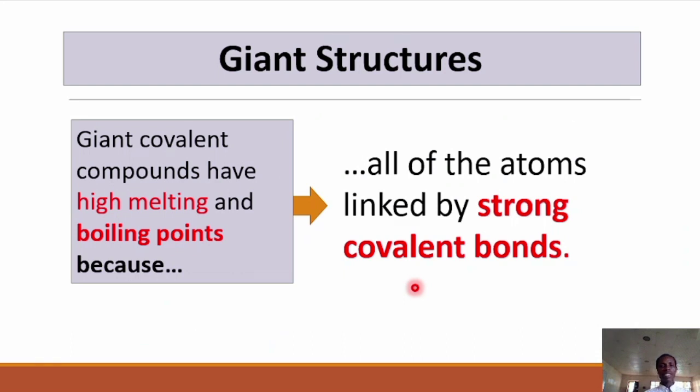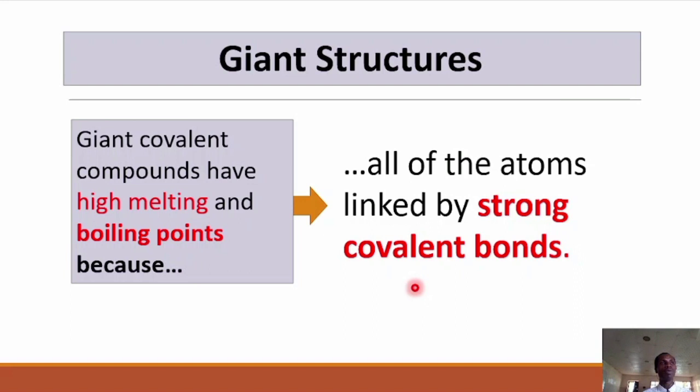Now we are looking at giant structure. Now, giant structure, we have giant covalent compounds. They have high melting and boiling points. Don't forget they are giants. They are actually product of polymerization of small molecules. Because they have a high melting and boiling point just because of what? All the atoms are linked by what?